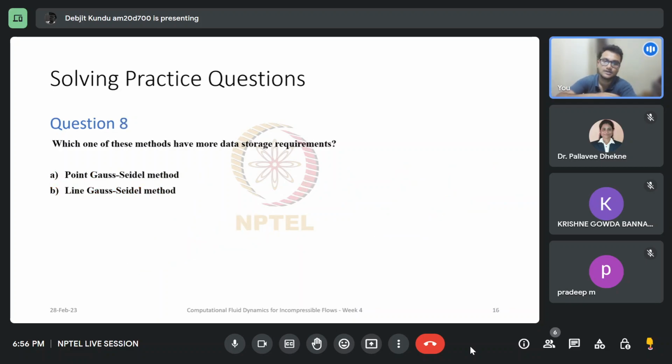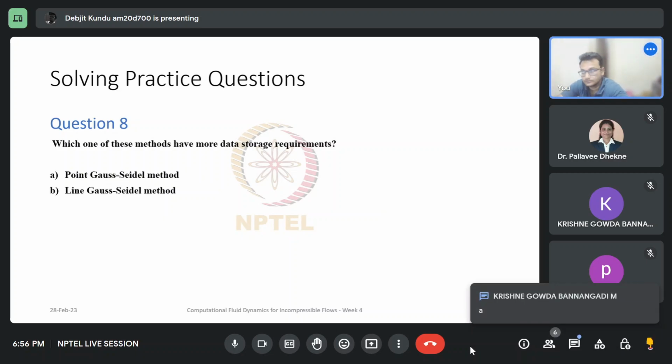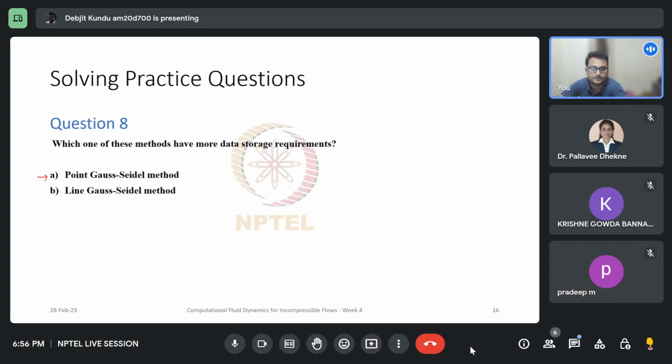We'll move on to question number 8 of today's session. Which of these methods has more data storage requirements? Okay, so same question but different options right now. Is it option A, point Gauss-Seidel method, or option B, line Gauss-Seidel method? Okay, one answer in favor of option A. Let's see what others have to say.